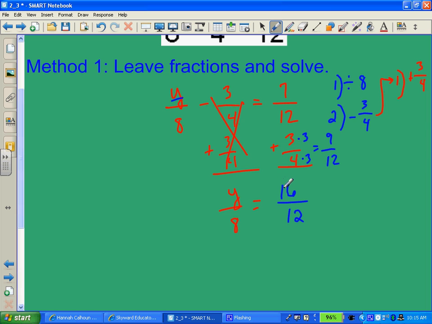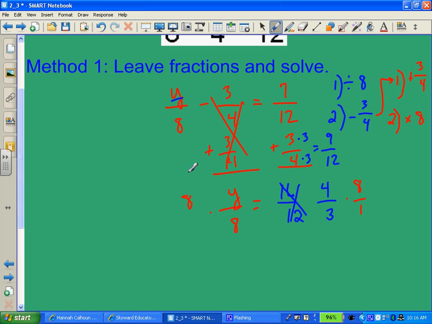Now I can reduce that, and I go ahead and do that because it'll make my life easier. So if I divide both of these by 4, and again, this is just me reducing, so I probably shouldn't even write that. 16 over 12, if I reduce that, it's 4/3. So then I need to undo dividing by 8. Well, the opposite of dividing is timesing. So I'm going to times both sides by 8.